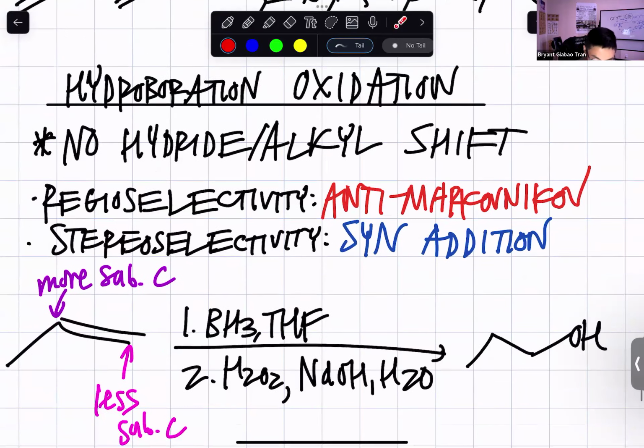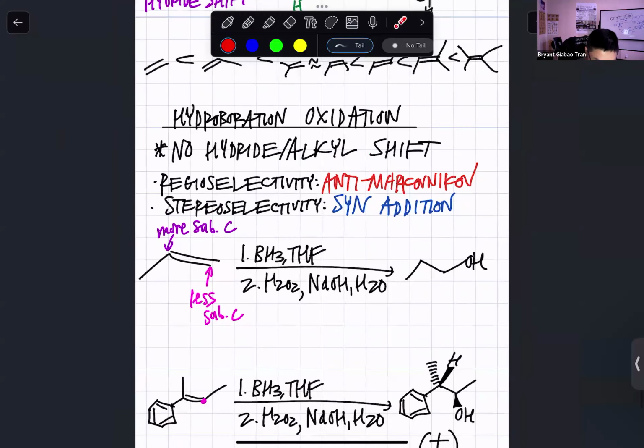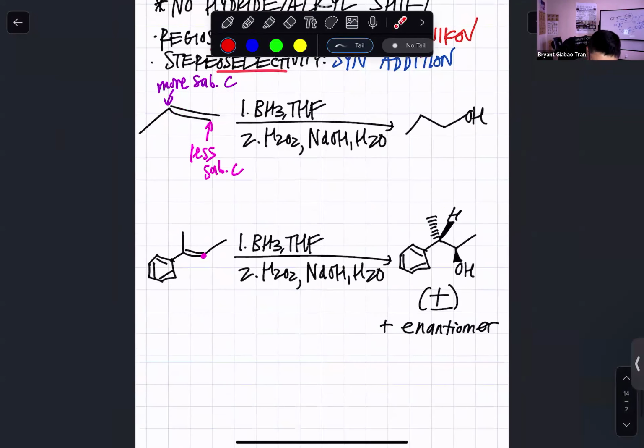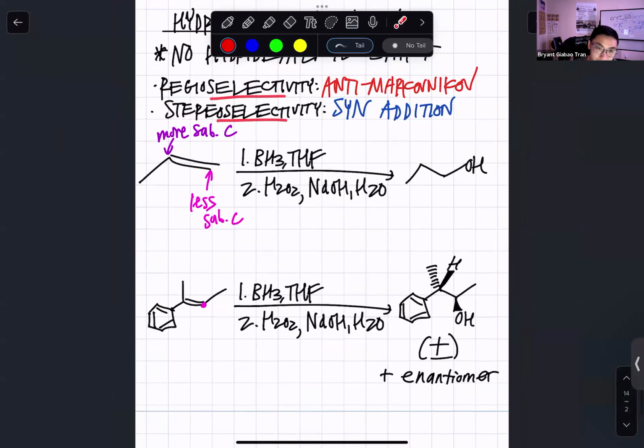But here's the important stuff that will show up on the exam: the regioselectivity of the reaction and the stereoselectivity of the reaction, and how to predict the product with this.